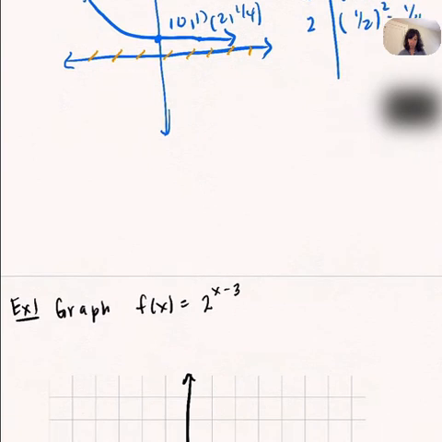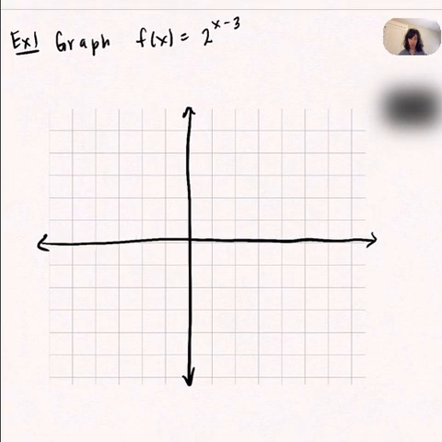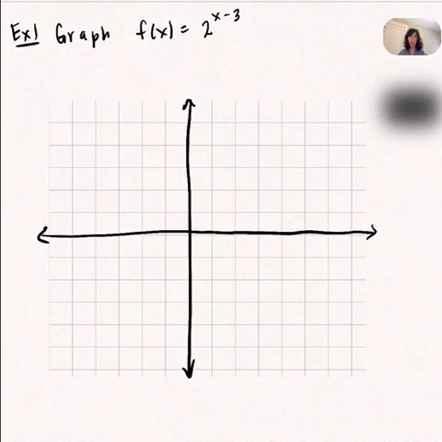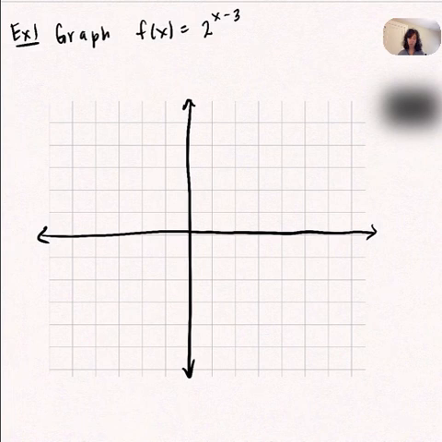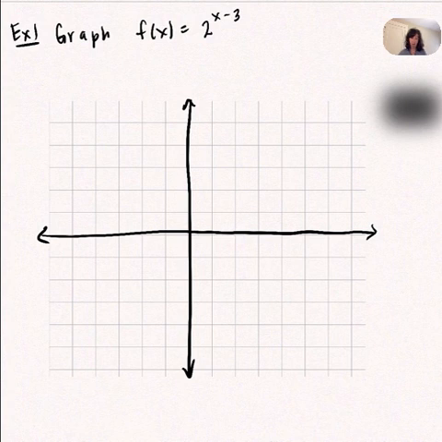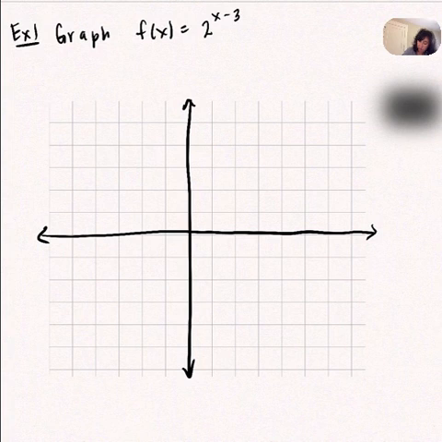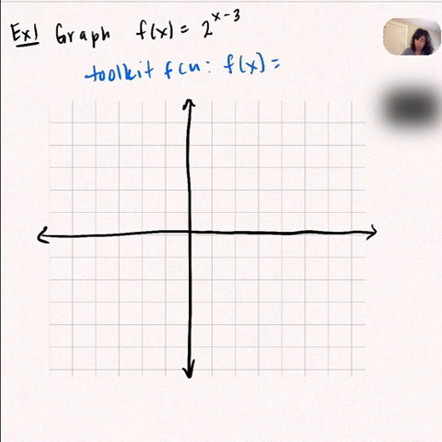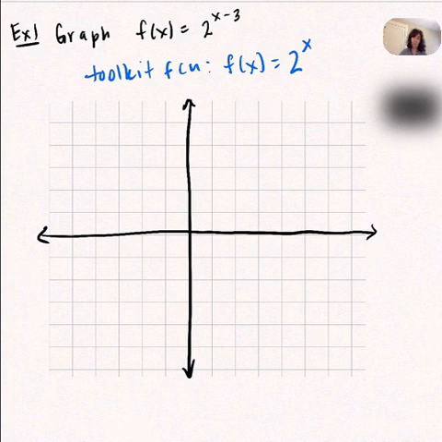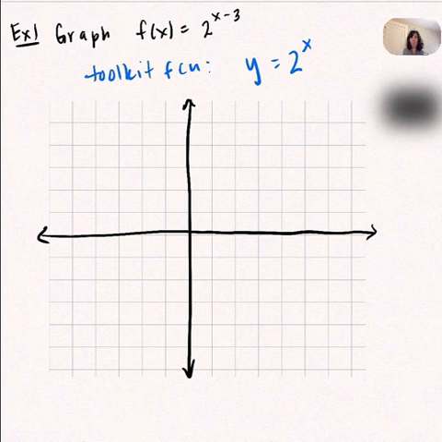Now, how do we graph some specific exponential functions? Let's graph the function f of x equals 2 to the x minus 3. Now, my favorite technique, or the way that I do this, is I identify what I call the toolkit function. So the toolkit function here is like sort of the basic function that you can then transform or do transformations to get the one that you're given. So I'm going to say our toolkit function is y equals 2 to the x.